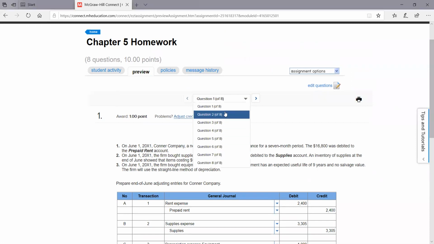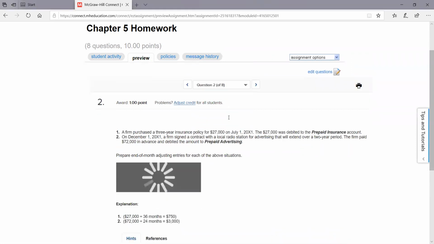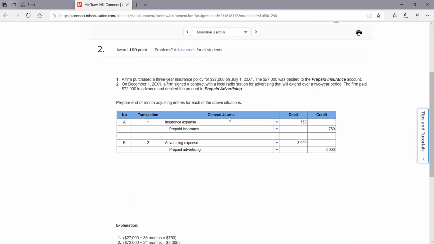Let's check out the second one. All right, looks like we got some insurance and advertising, and these are going to be both prepaids. So we'll start with insurance. It's a 3-year policy, bought it for $24,000 on July 1st, and then they debited the prepaid insurance. So again, you always have to look at the time period. They want the end of month, so 1-month adjustment.